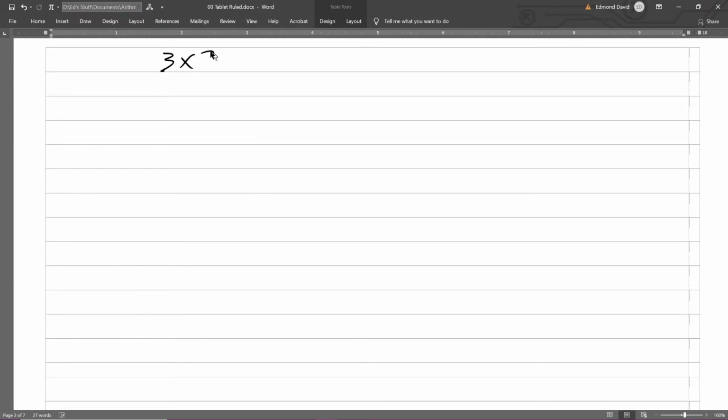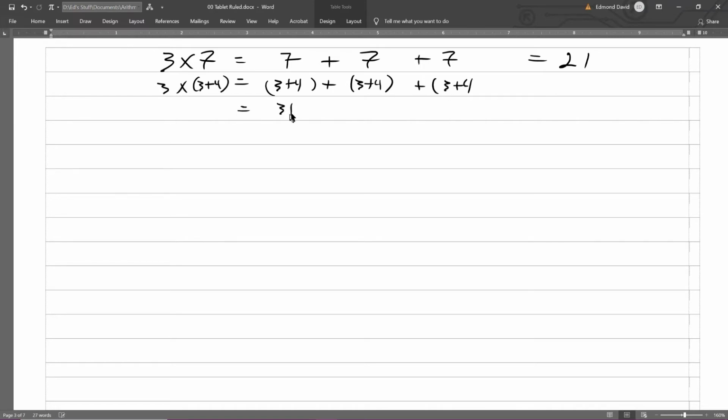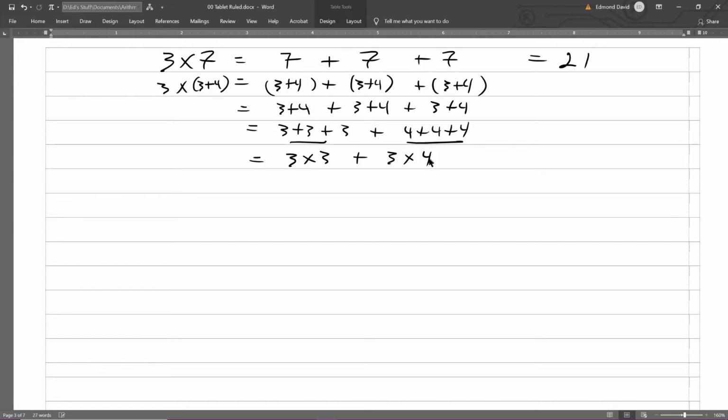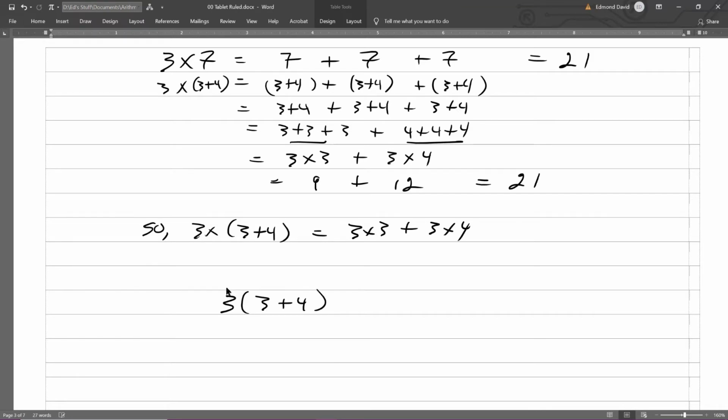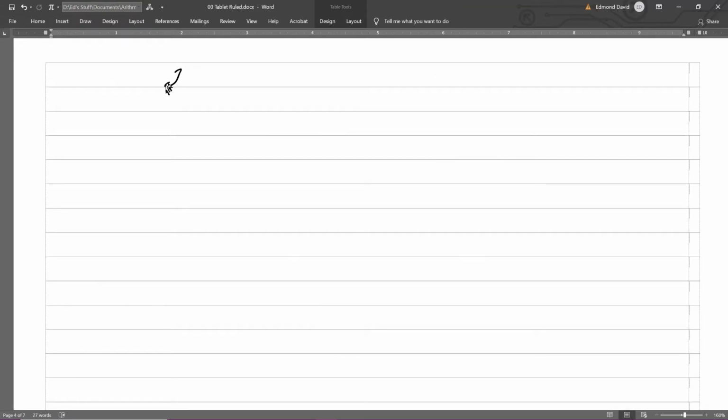Let's try this again. 3 times 7 means 7 plus 7 plus 7 equals 21. 3 times the group 3 plus 4 means the group 3 plus 4 plus 3 plus 4 plus 3 plus 4. Switch around the terms and we get 3 times 3 plus 3 times 4. So 3 times the group 3 plus 4 equals 3 times 3 plus 3 times 4. Multiplication distributes over addition.